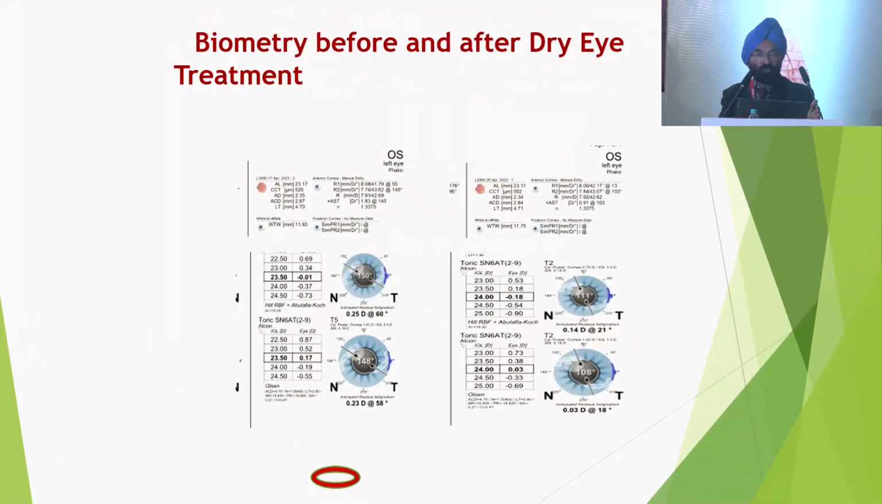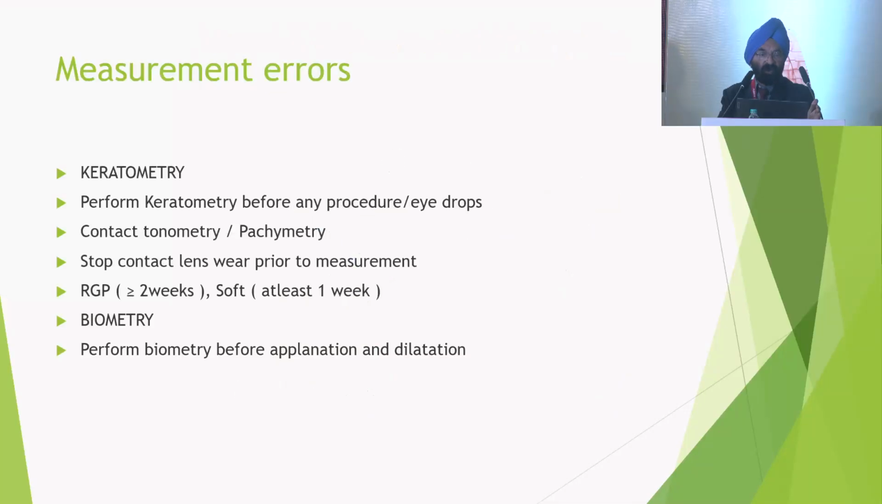This slide shows that biometry done before and after dry eye treatment led to change of IOL from T5 to T2 just by simply treating dry eye of this patient, because he had significant dry eye. So we treated this patient for 1 month.